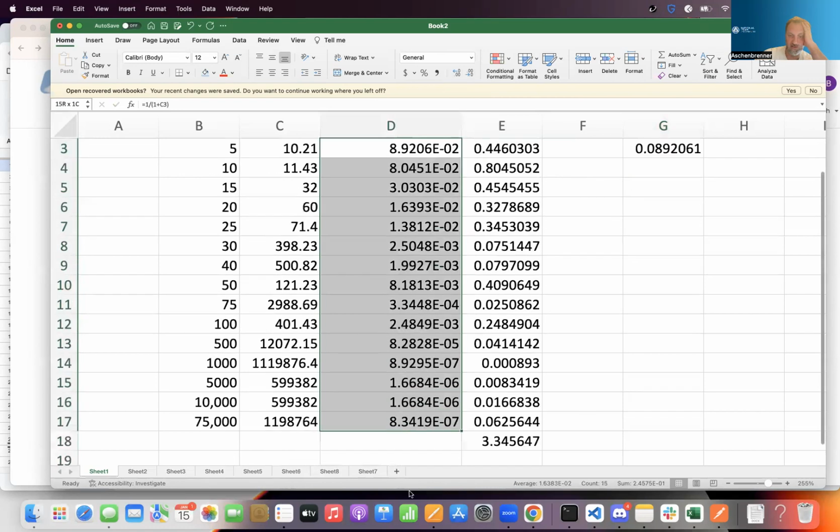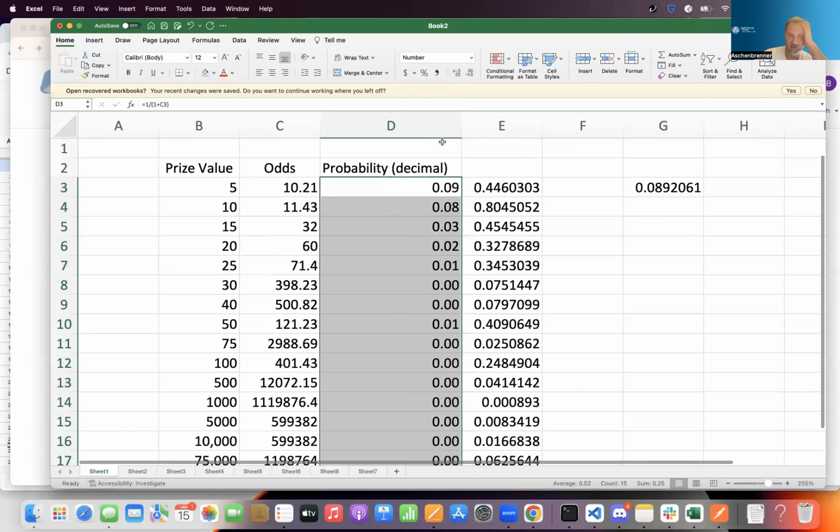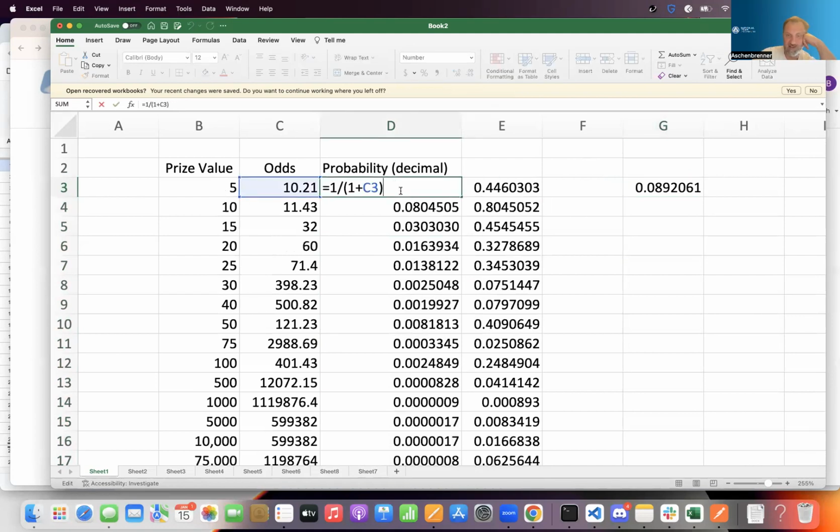Whoa. All right. And then this also changed here. I'm going to make a comment about that in a second, but let's just go with number. Okay. So this is the same number. That's my point. What I did was I used a cell reference. And the reason this is awesome is because it allows me to do a lot of computations quickly.